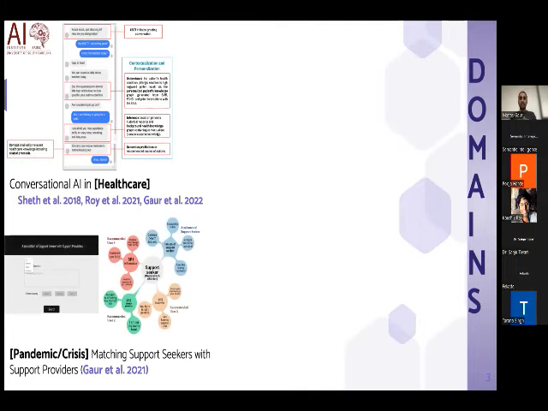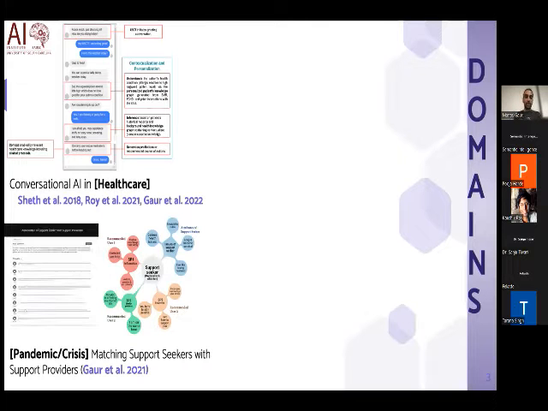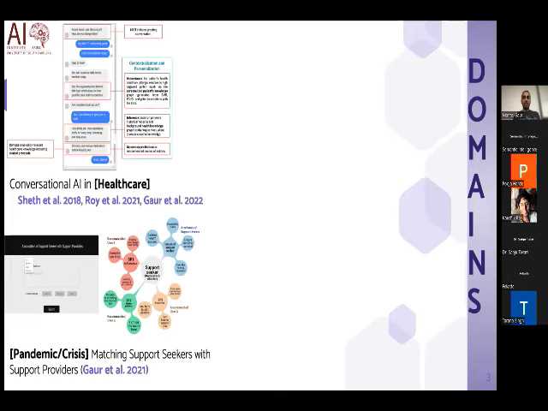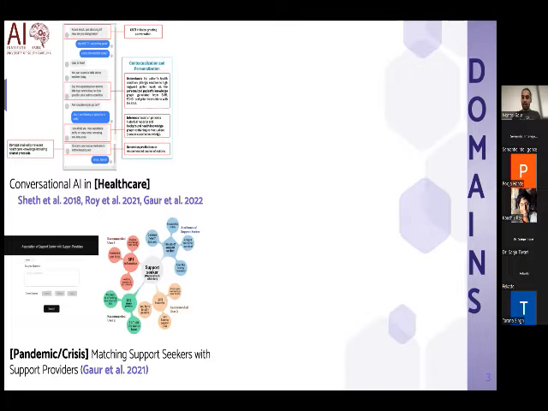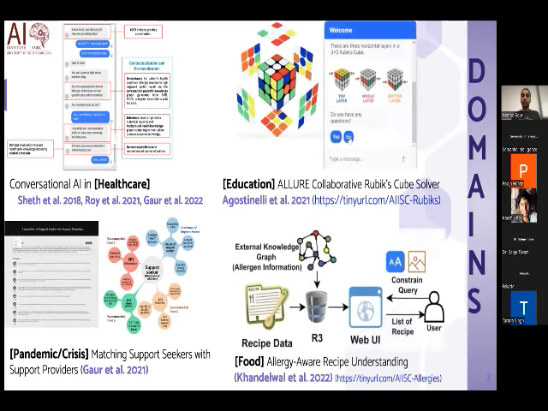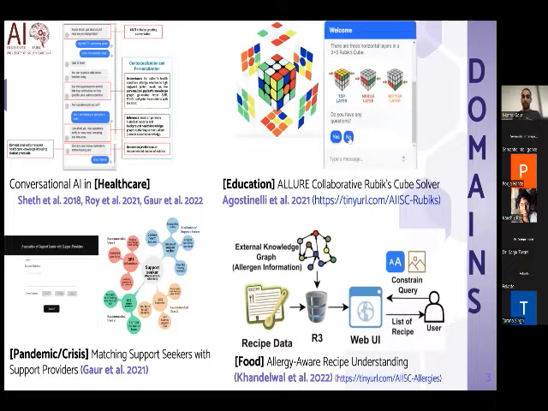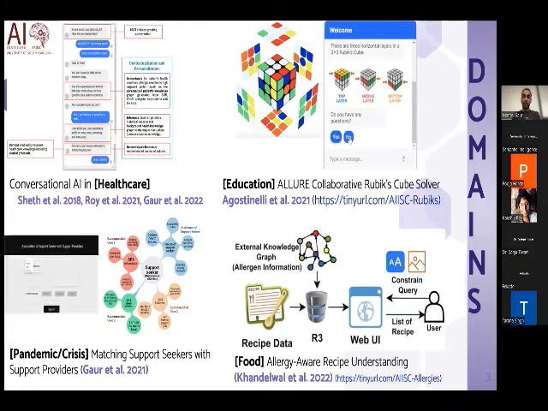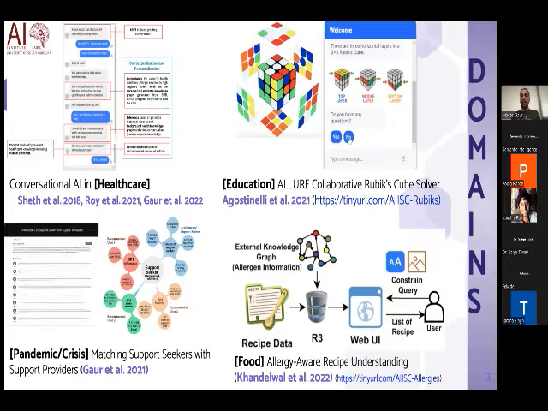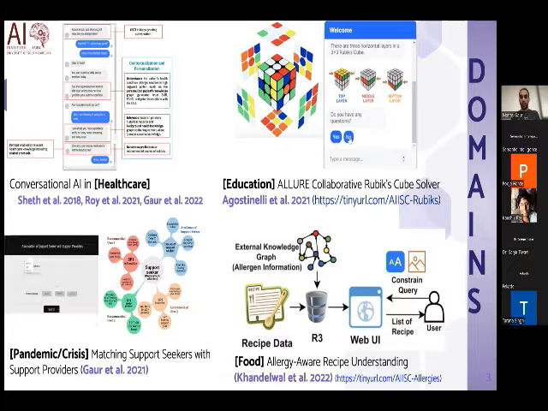Another use case for knowledge-infused reinforcement learning frameworks has been in matching support seekers and support providers in dynamic systems, for instance, crisis response in pandemics. Another utility has been in the education domain, where you use reinforcement learning in developing Rubik's cube solvers. If you deploy it into a conversational framework, it can be used to explain or teach children how to solve a Rubik's cube.